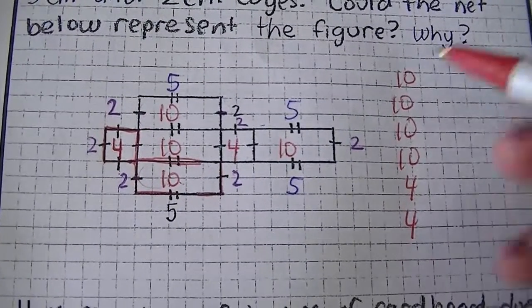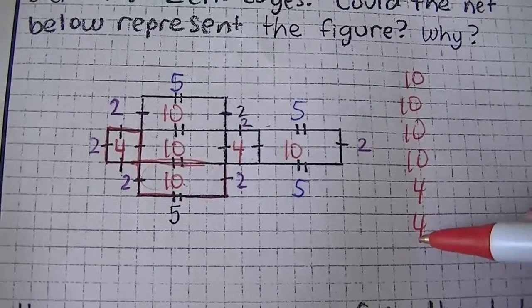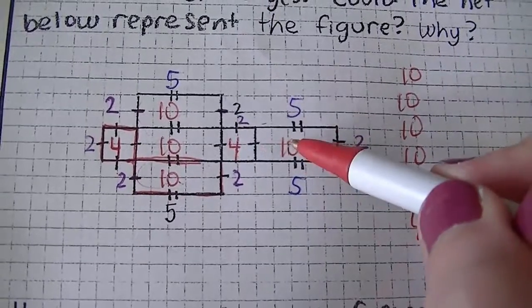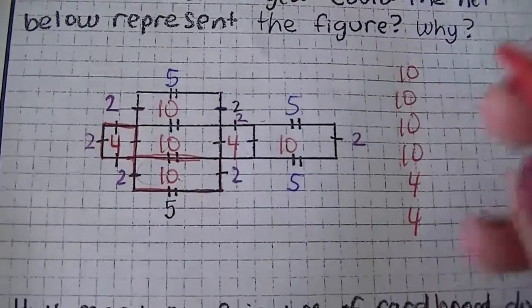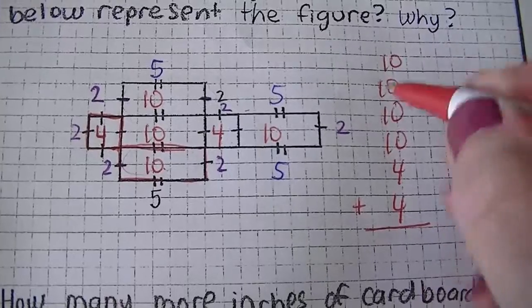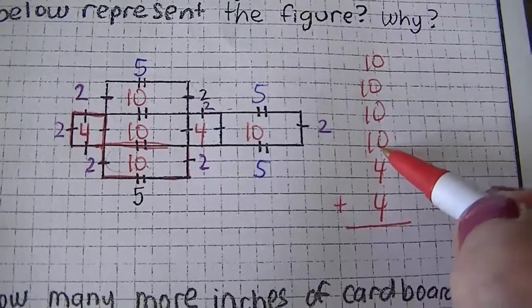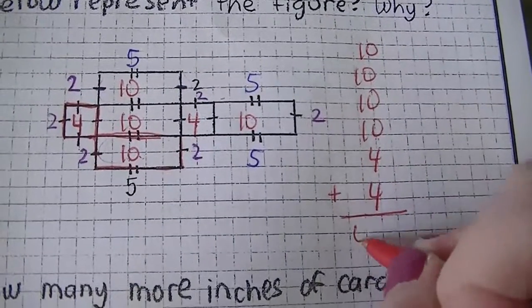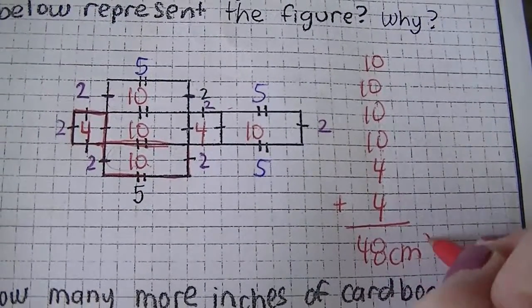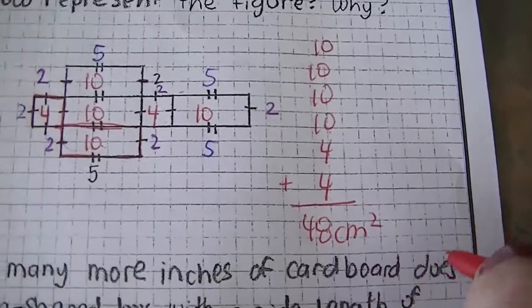Okay, to make sure I didn't miss one, I'm going to count them. 1, 2, 3, 4, 5, 6. Represents 6 faces, so 1, 2, 3, 4, 5, 6. Okay, so I'm going to be accurate there. And remember, these are all labeled centimeters squared. So 10, 20, 30, 40. 40 plus 8 is 48 centimeters squared, or I could say 48 square centimeters.